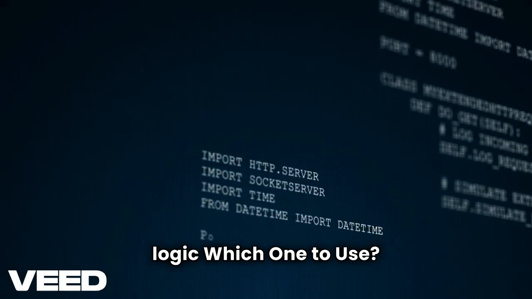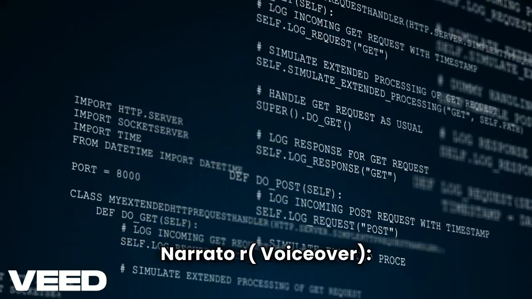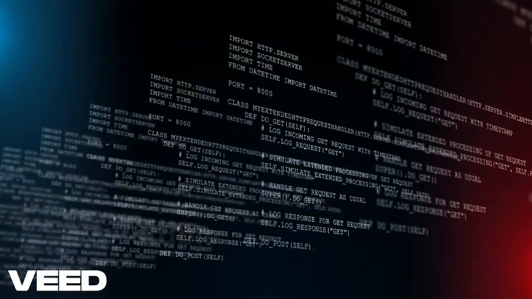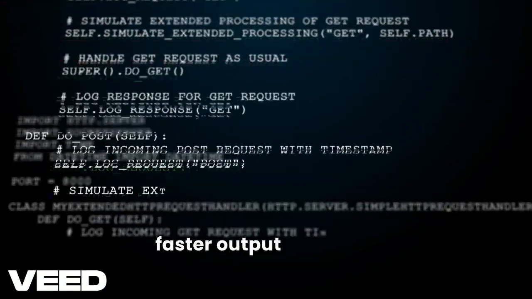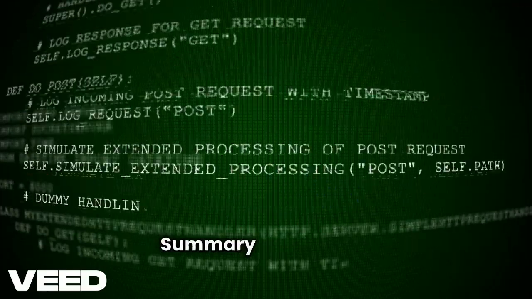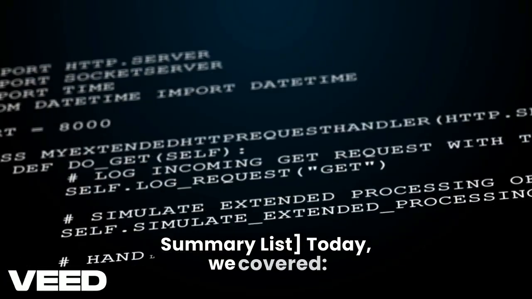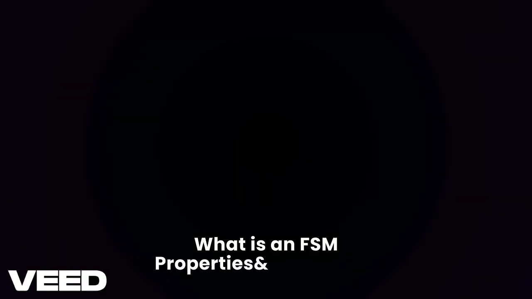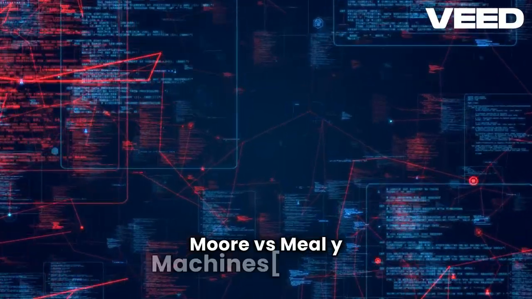Which one to use? Use Moore machines when you want stable outputs tied to states. Use Mealy machines when you need faster output reactions to inputs. Recap. Today, we covered what is an FSM, properties and limitations, Moore versus Mealy machines.